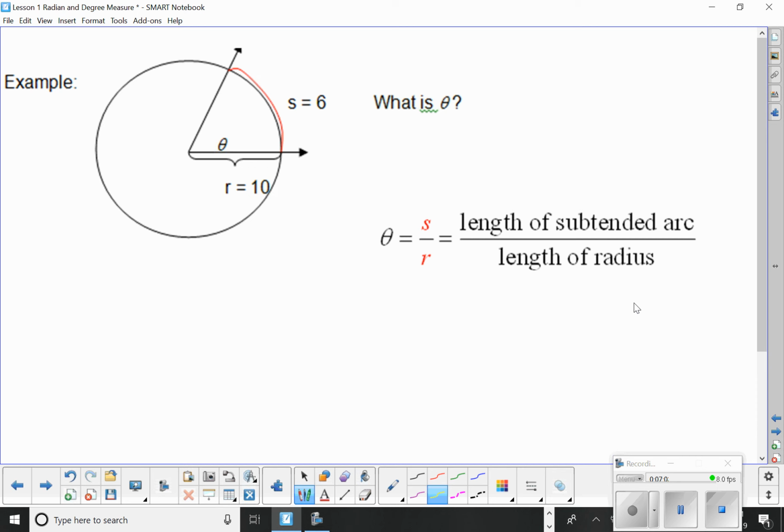Example. If I know that the radius of a circle is 10 and the arc length is 6, I can find out the measure of the angle. I simply do theta is equal to S over R, which is 6 over 10, which is 0.6, or 3/5. Now, you don't put degrees on this because this is radians. There's no mark for radians, so just leave it alone.